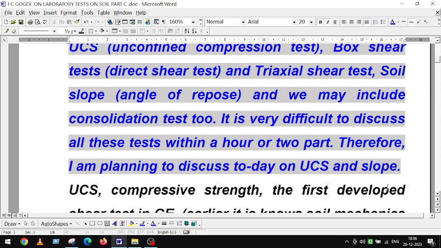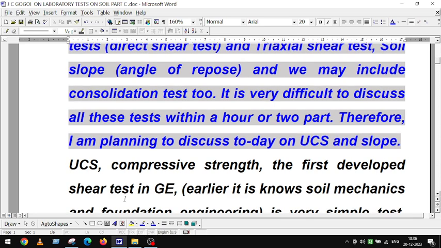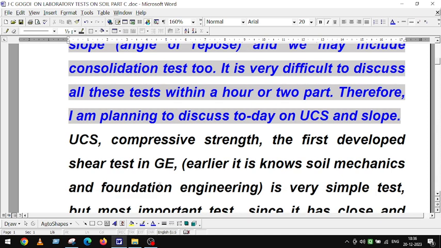My friend, UCS, the compressive strength of soil, is the first developed shear test in soil mechanics. Now it is geotechnical engineering. Earlier it was soil mechanics. Then, sometime later, it was known as soil mechanics and foundation engineering. Now we all know it as geotechnical engineering.